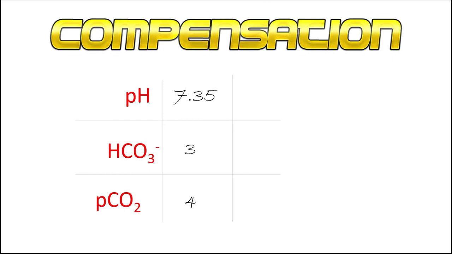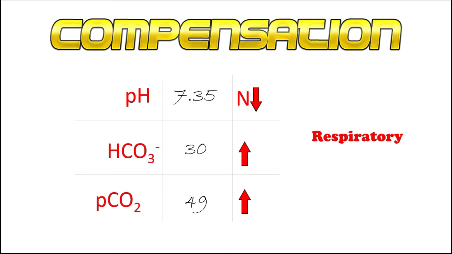Coming back to our earlier scenario, let's apply the rule of B and the alkalotic or acidotic normal logic to it. pH is normal but is acidotic normal. Bicarbonate is 30, which is high. PCO2 is 49, which is also high. Applying the rule of B here, since pH and bicarbonate are in opposite directions, it is respiratory in cause with a normal acidosis.